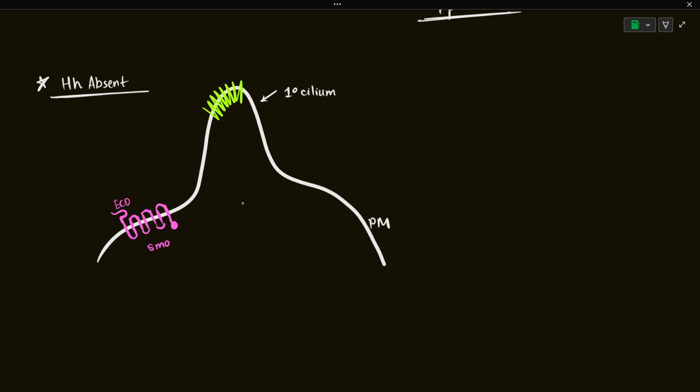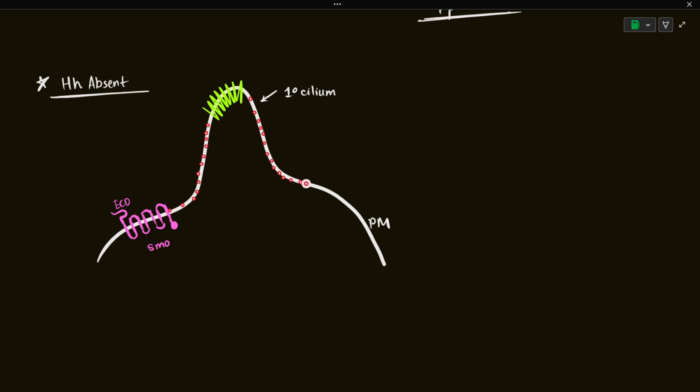It is present there. So when Hedgehog is absent, the Patched receptor will be active. Hedgehog is not there, so Hedgehog cannot bind to this Patched receptor. This means that the Patched receptor is active and is going to transport the cholesterol molecules that were present here over the membrane, so that is going to decrease first.